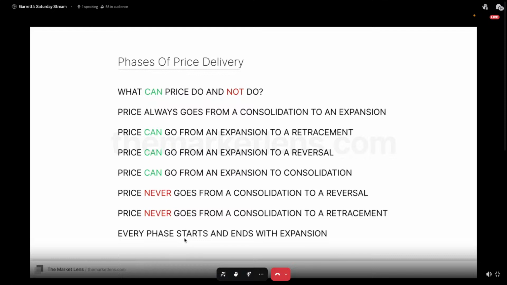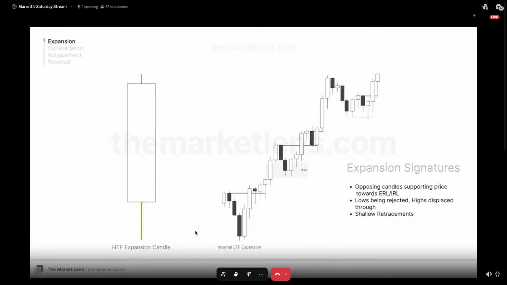Every phase of price starts and ends with expansion. So we're going to go over more so the signatures of each phase and whatnot. So within expansion, you want to be within an expansion candle, right? The key thing to take away here: how do we tell we're within an expansion candle? It's going to be this small wick, right? That we all know about, right? That's how we actually delineate that we are within an expansion candle.